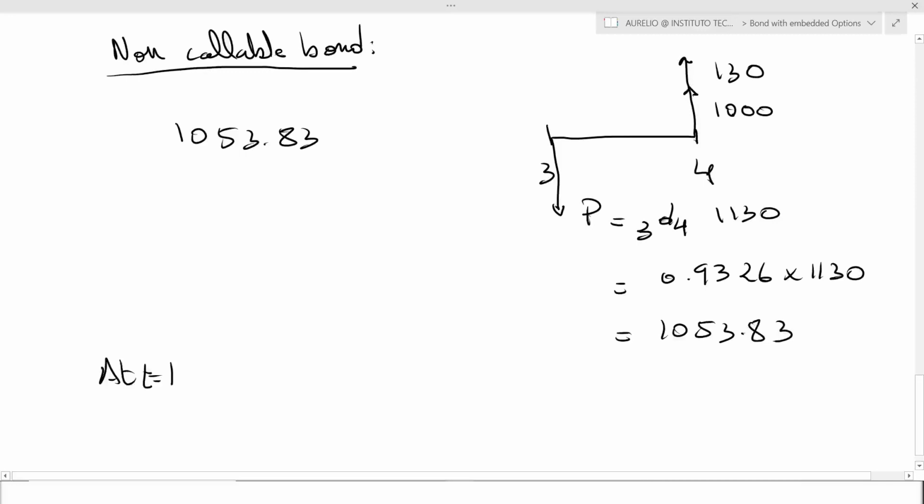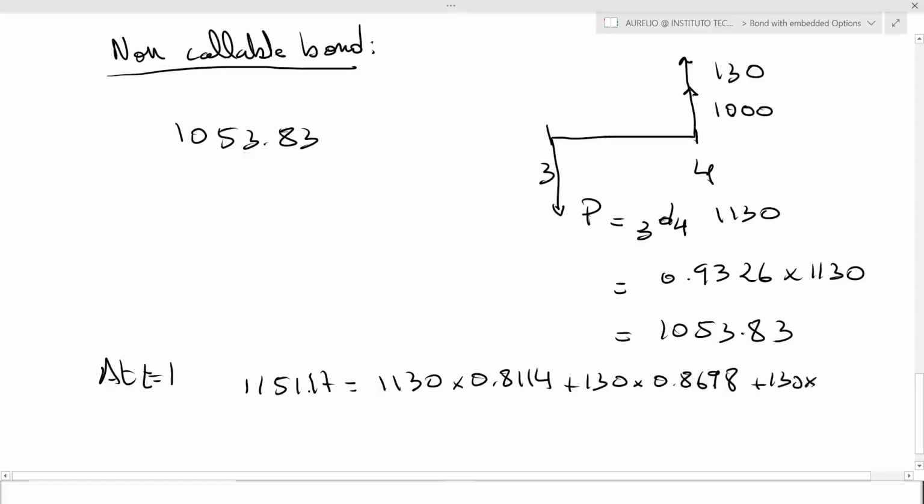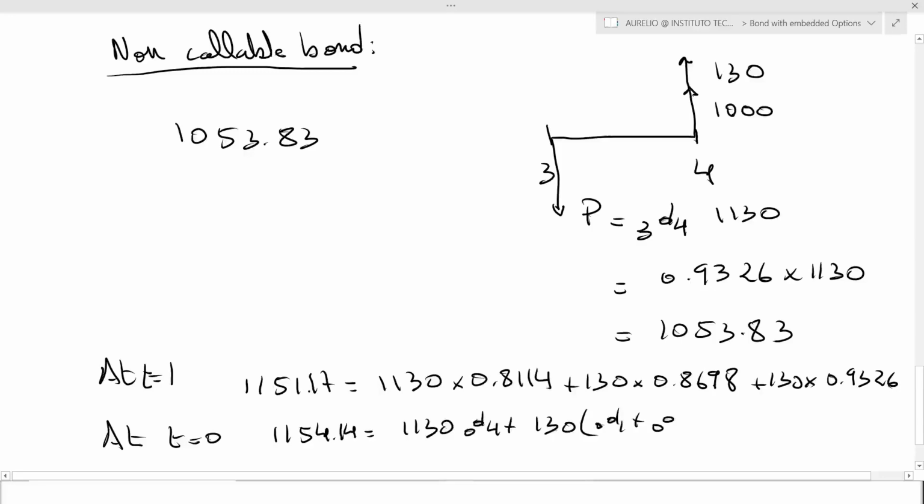Let's give another example. Year 1, at t equals 1. We have that the price of 1151.17 is equal to 1130 times 0.8114 plus 130 times 0.8698 and 130 times 0.9326. Finally, you can also compute the price at t equals 0. I'm going to put it in terms of discount factors. So this would be 1154.14. In this case, you have to do 1130 times 0d4 plus 130 times 0d1 plus 0d2 plus 0d3. You replace by the discount factors, and then you should get this present value.